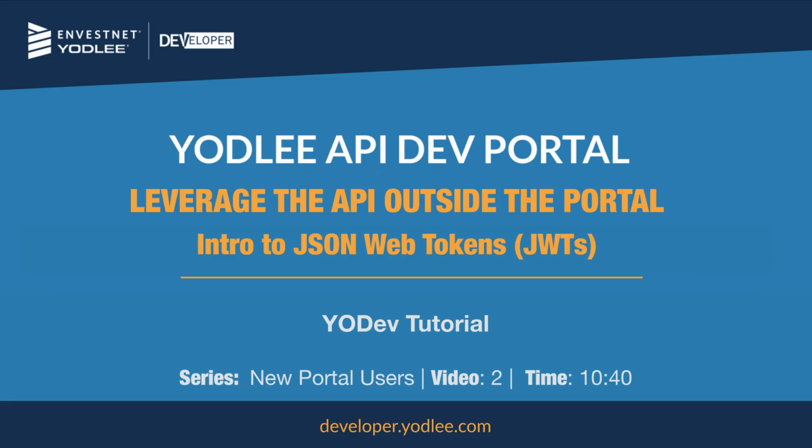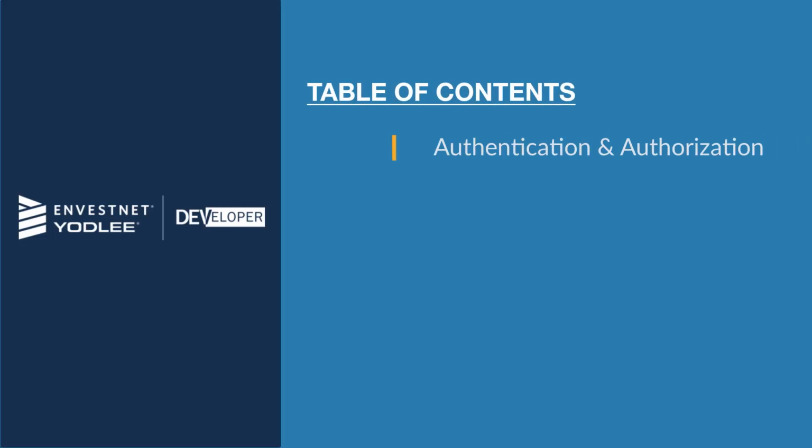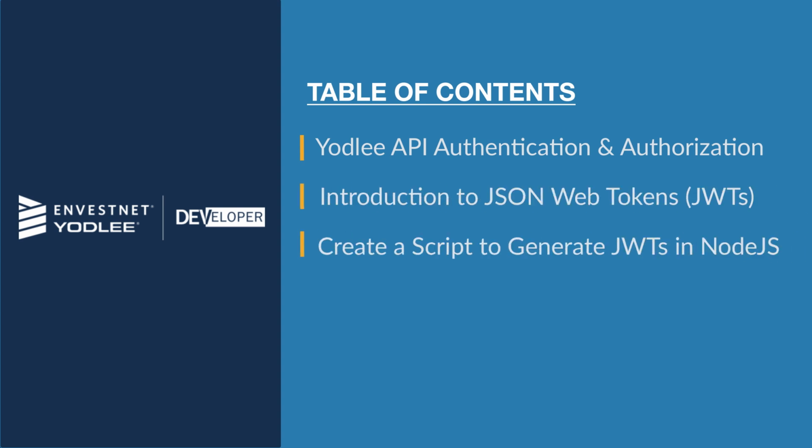Today we're going to talk about using the Yodlee API outside of the sandbox, and to do that we'll introduce a technology called JSON Web Tokens, or JWTs. Here's what we will do. Discover how Yodlee authenticates and authorizes requests, learn about JSON Web Tokens, write a script to generate tokens in Node.js, and learn how to use Postman to access the Yodlee API.